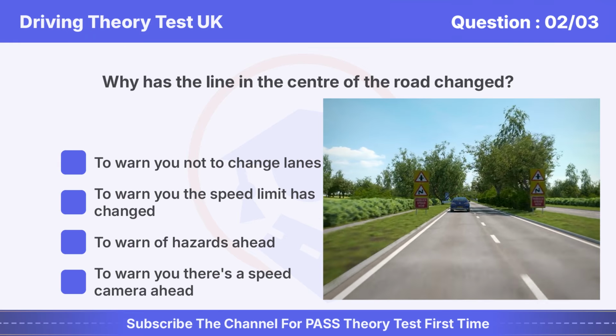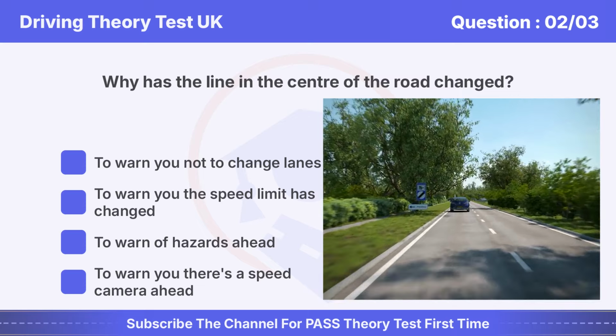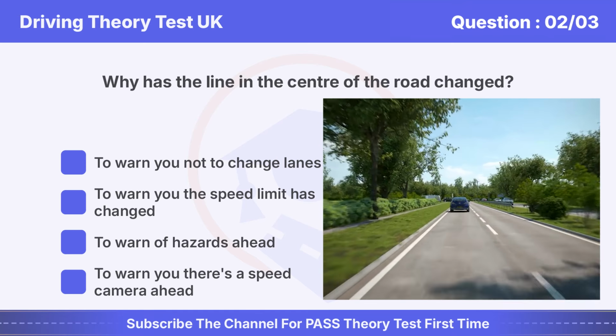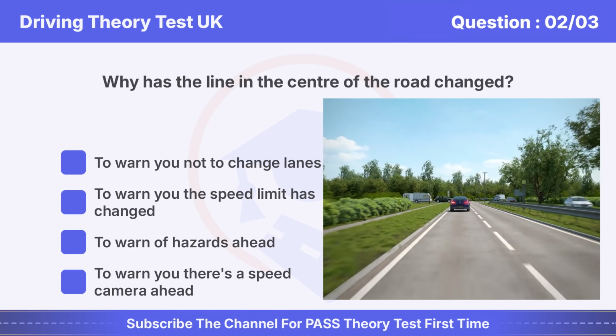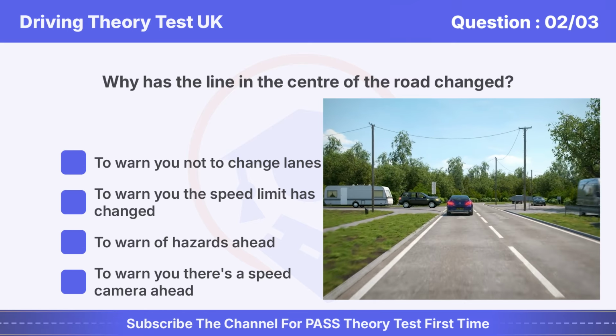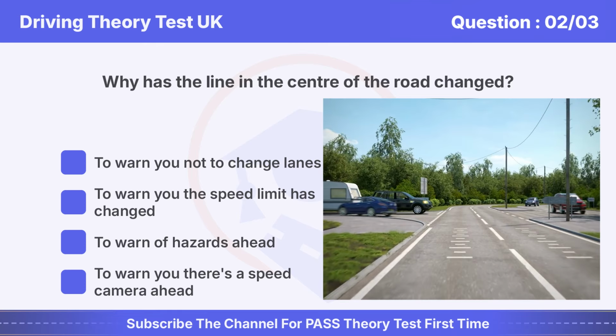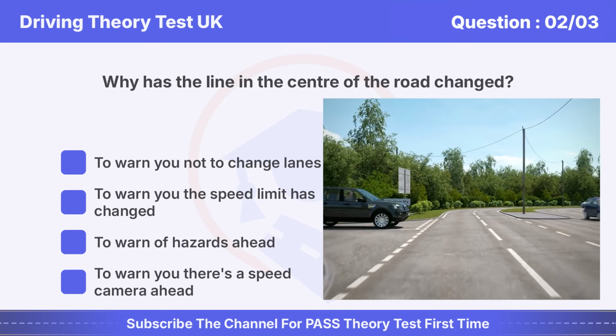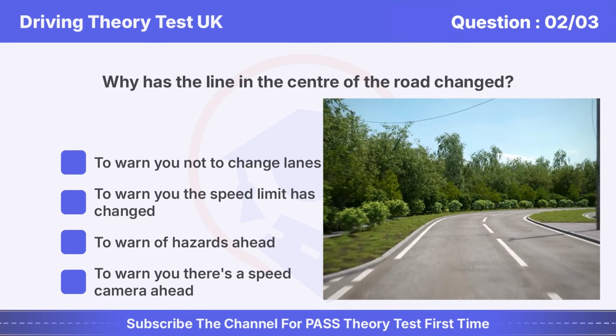Question 2. Why has the line in the center of the road changed? Option A. To warn you not to change lanes. B. To warn you the speed limit has changed. C. To warn of hazards ahead. D. To warn you there's a speed camera ahead.